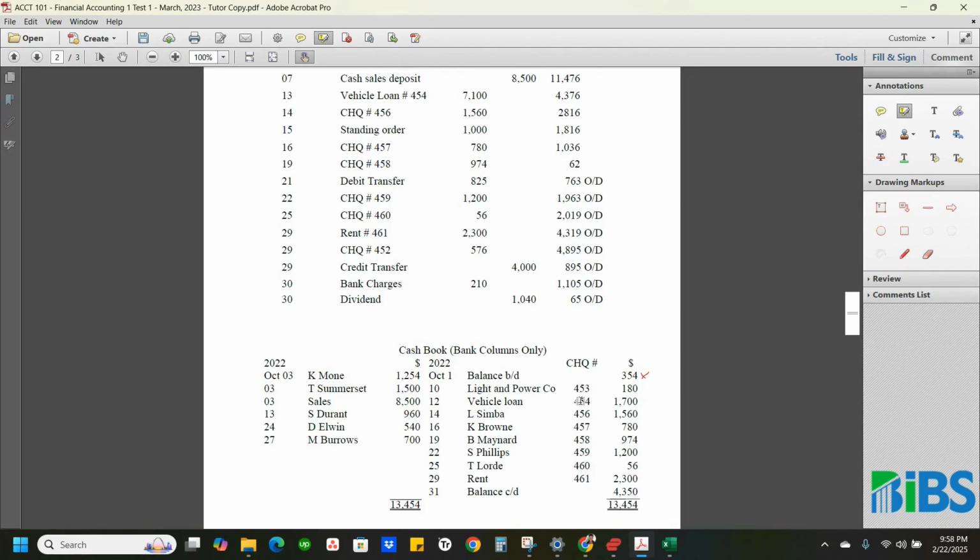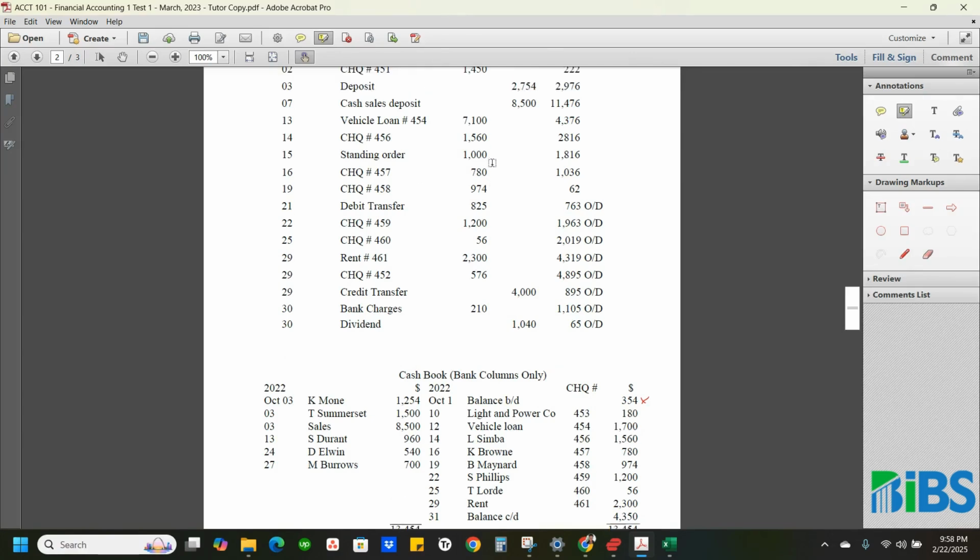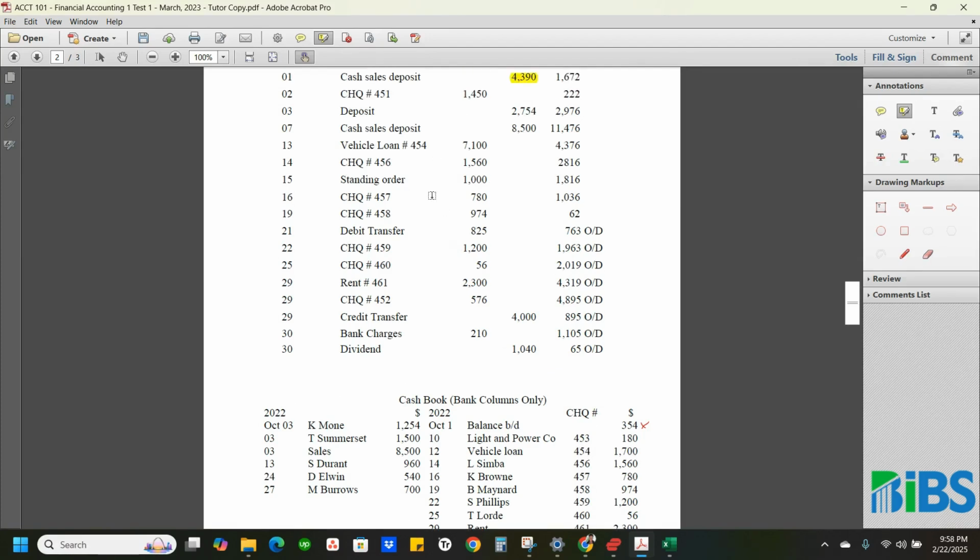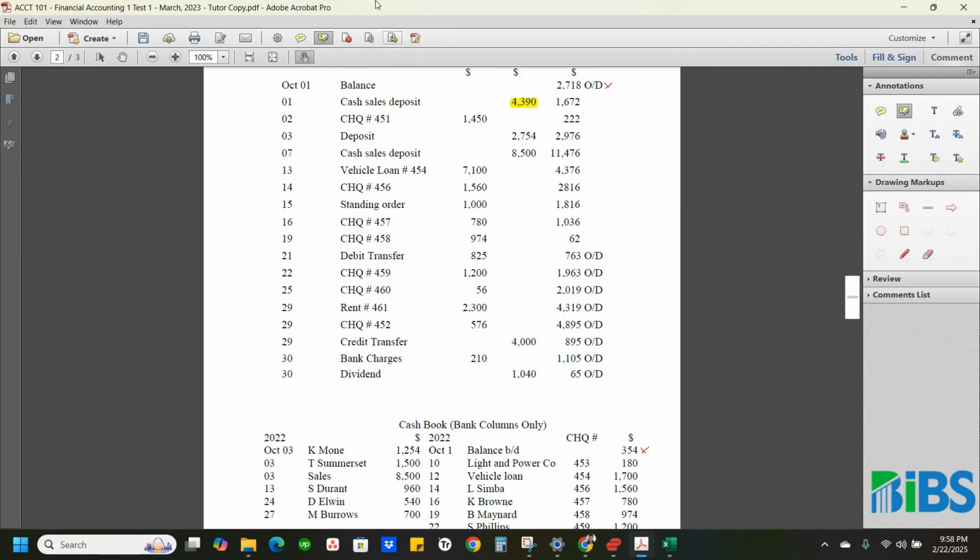So the oldest check number in the cash book that you're currently working on, if you find any checks on your bank statement that is older than that, those have to be included in your opening rec. So our oldest check number is 453 in this case, and we have check 451. So we can highlight this because this should be included in the calculation of our opening reconciliation.